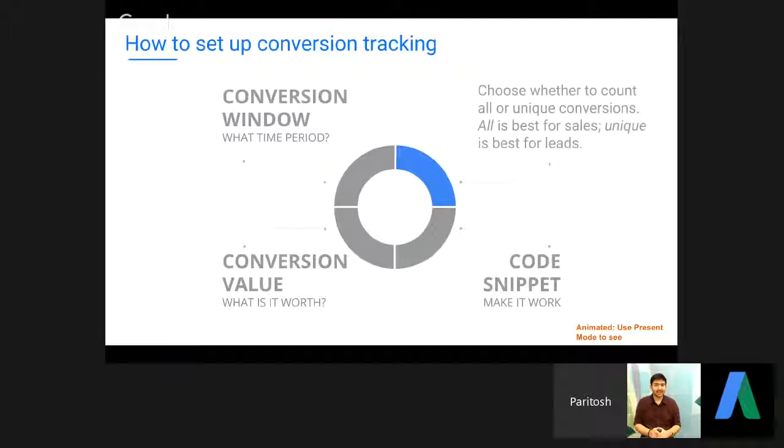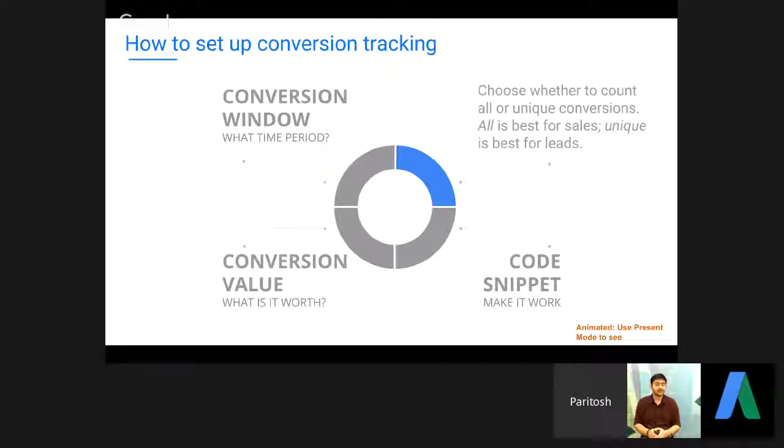Second is the count menu. Now, you can choose to either count all conversions, or you can choose to count only the unique conversions. If you're a business for which a conversion is the actual sale of a product, which means an inflow of money from the consumer to you, in that case, you actually count all the conversions. The reason being, every conversion is getting you business.